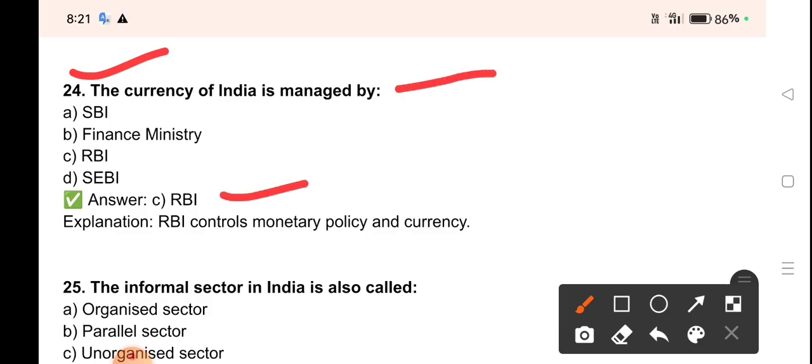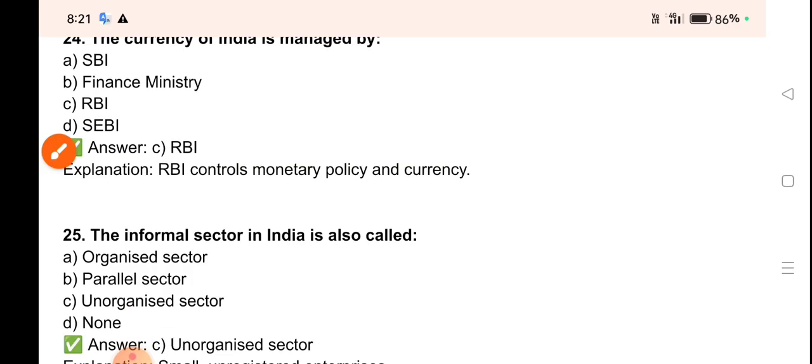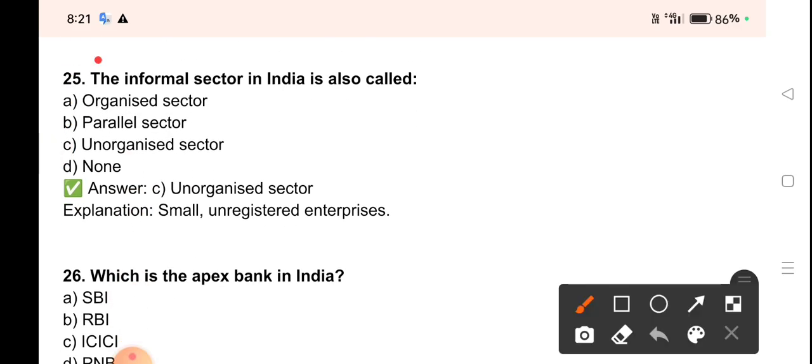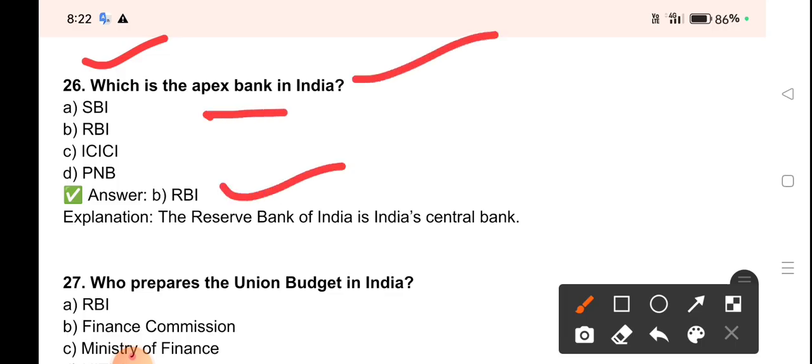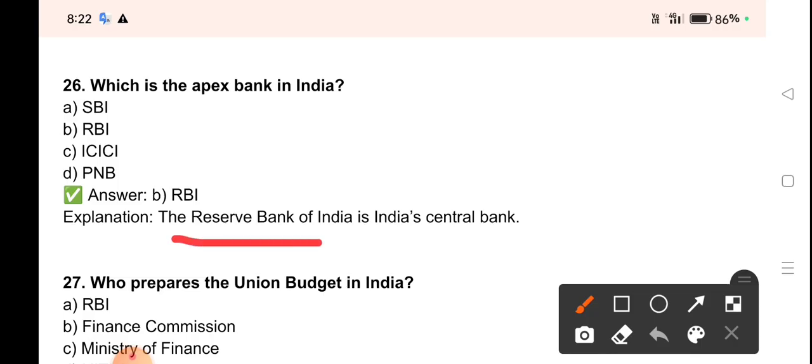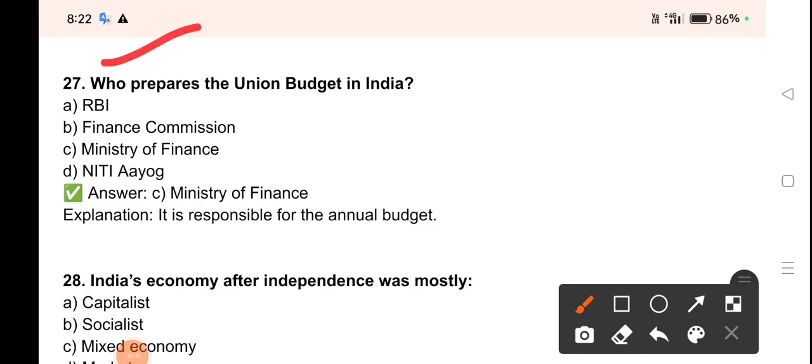RBI manages the currency. RBI means Reserve Bank of India, which controls monetary policy and currency. The informal sector in India is also called the unorganized sector, small unregistered enterprises. Which is the apex bank in India? RBI, Reserve Bank of India, is the apex bank in India. Reserve Bank of India is India's central bank.